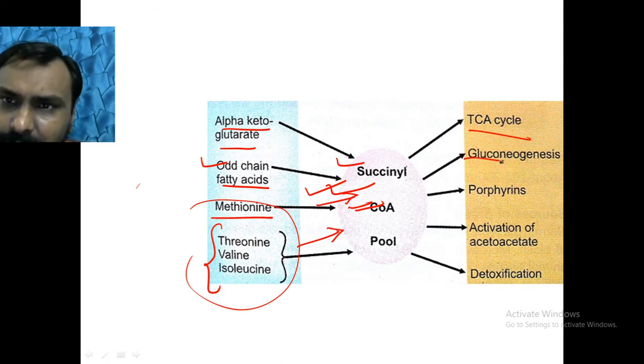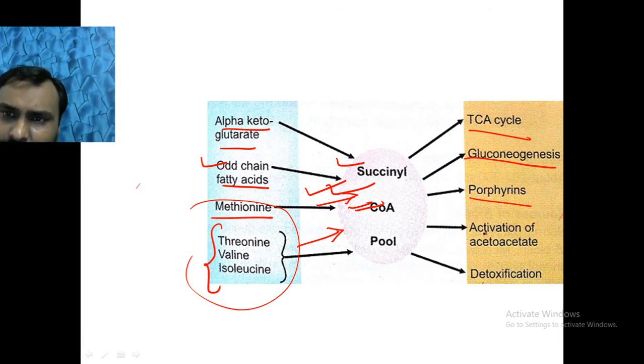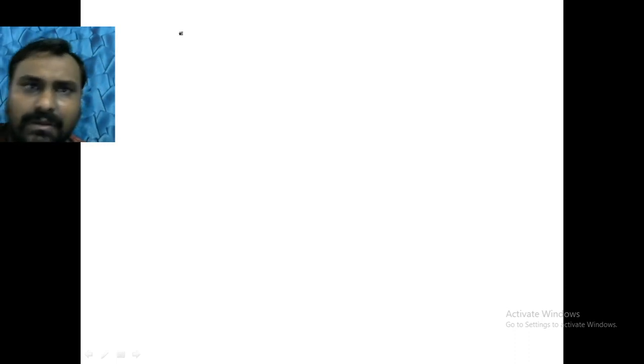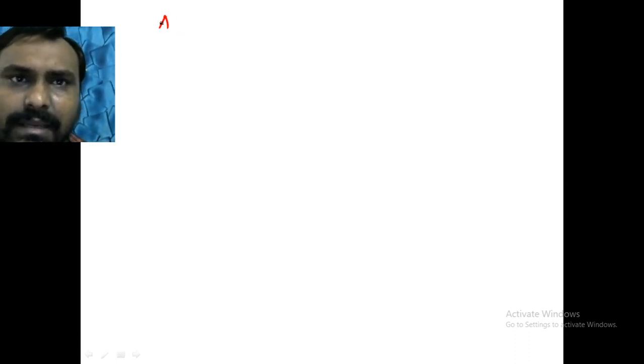It can form the gluconeogenesis. Succinyl CoA plus glycine will form the porphyrin. Then activation of acetoacetate in case of ketone bodies, and detoxification. So this is how it works, right? So we see that again, revise.